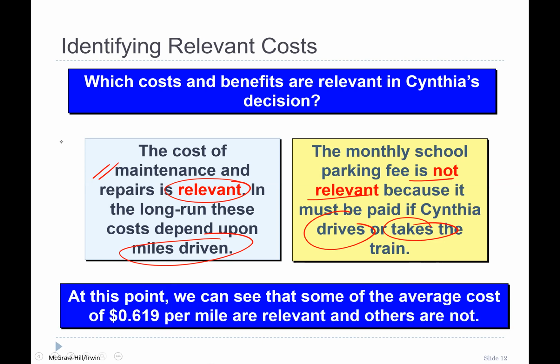So at this point, we can see that some of the average costs from 0.619 per mile are relevant and others are not. So the argument is that some costs are relevant in some situations and become irrelevant in other situations. So that is going through here.